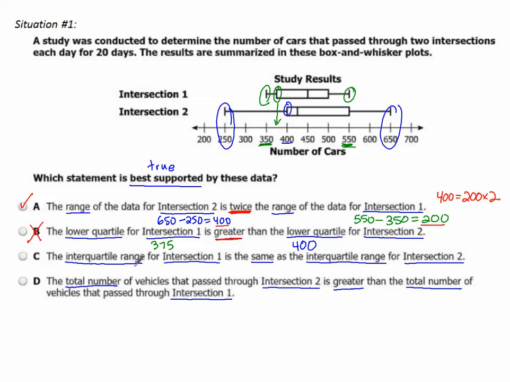How about the interquartile range for intersection 1? The upper quartile is at 500. So we're going 500 minus the lower quartile, 375, makes 125. And for intersection 2, we've got upper quartile at 550 and lower quartile at 400 to make 150. So is it the same? No, it's not. Not the same. Finally, the total number of vehicles that pass through the intersection is greater than the total number of vehicles for the other intersection. We have no information on total vehicles. So we can't say that that is best supported by this data.